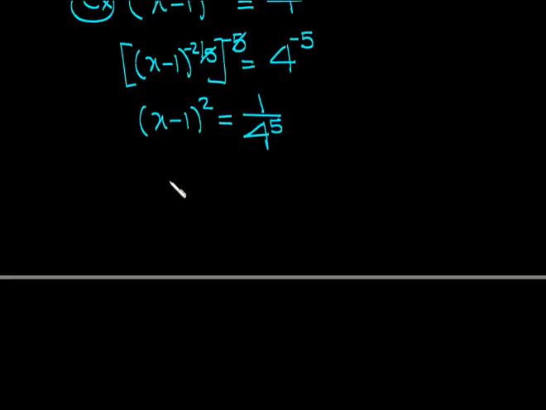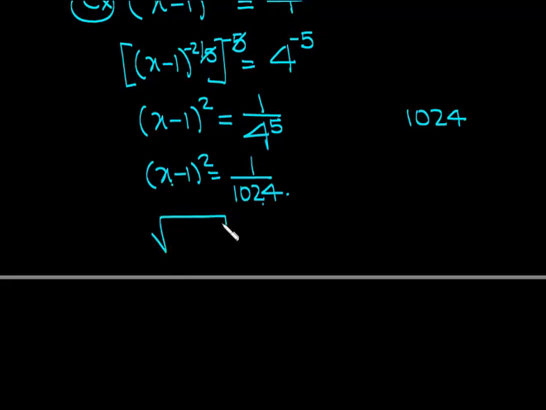If you did that on your calculator, you should end up with 4 raised to 5 is 1024. So we get x minus 1 squared is equal to 1 over 1024. Now I want to get rid of the square. Since I'm solving for x, and x is inside the square, we have a square and a number, so we have to get rid of that square. So we take square roots on both sides. We've done that before many times. So you get x minus 1 equal to plus or minus the square root of 1 over 1024.